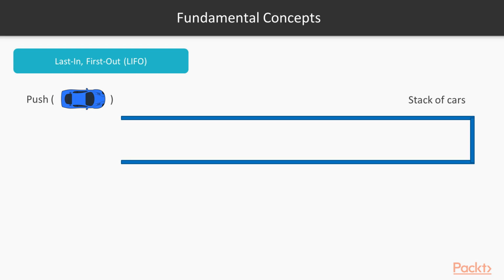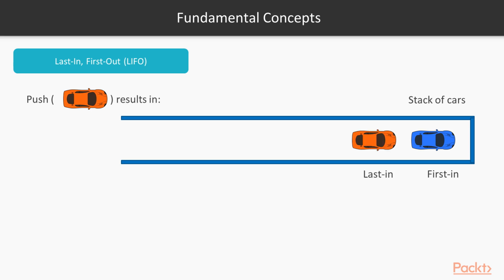Now let's use a little bit more industry jargon. So this is called a stack of cars, and we're going to push the blue car onto the stack. And currently that's the first in. It's also the last in. When we push the orange car into the stack, it becomes the last in. The blue, of course, is still the first in, and that will not change.